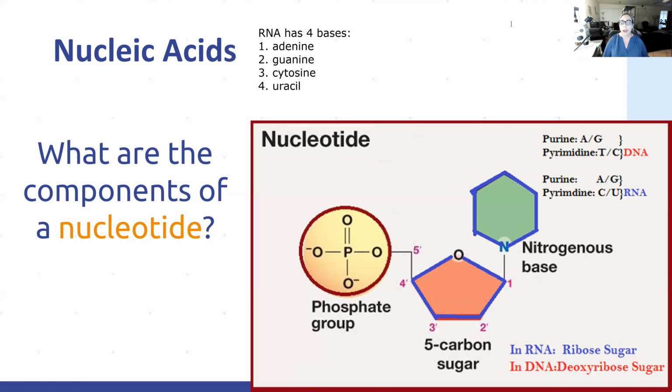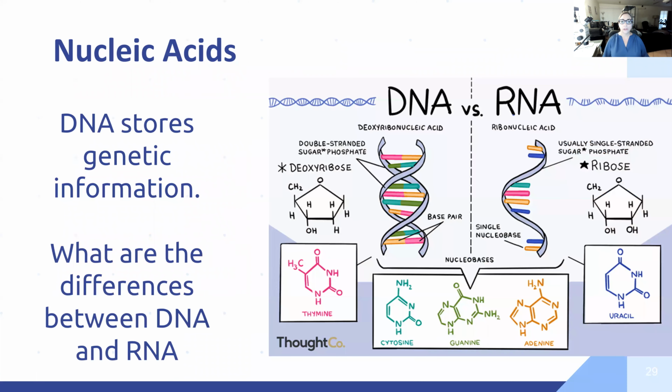So now I'm going to go back to the slide we were on about the differences between DNA and RNA. One of the differences is that DNA has thymine and RNA has uracil.